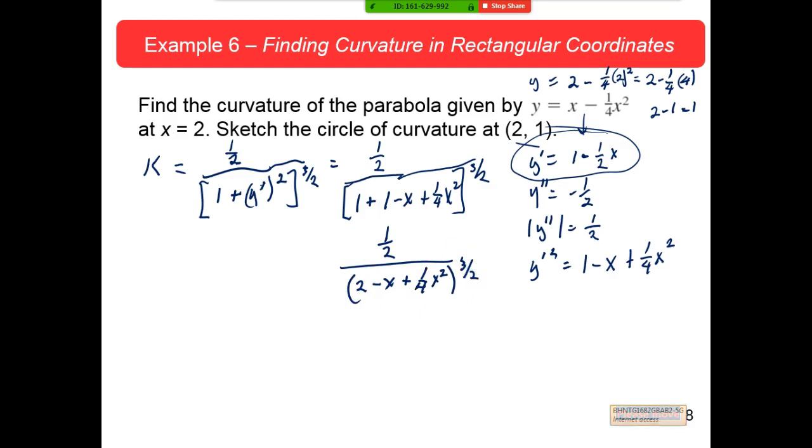Now, I don't know if they're going to do it, but I'm going to get everything over 4 in the denominator. So it's going to be 1/2. With 4 as the denominator, it would be 8 minus 4x plus x squared all over 4. And that everything is to the 3/2 power.